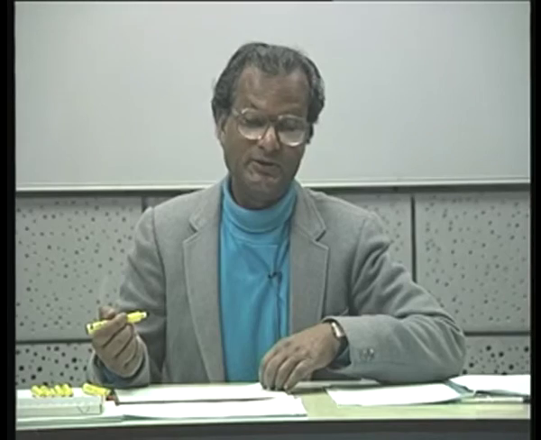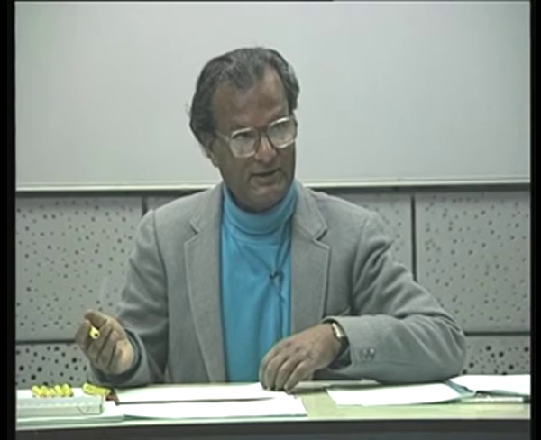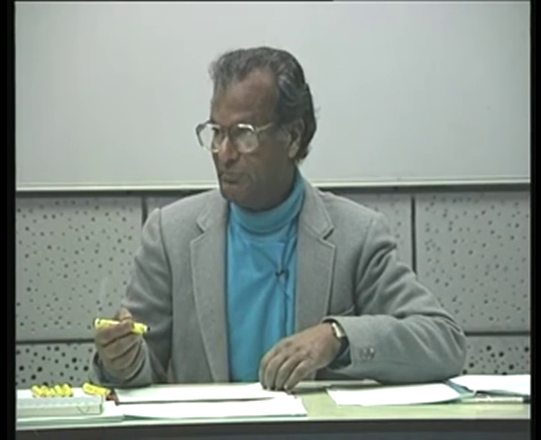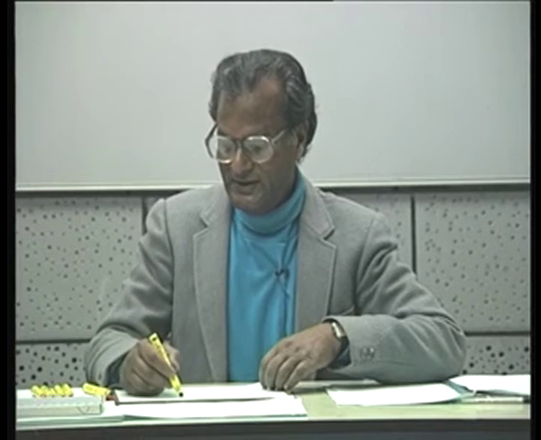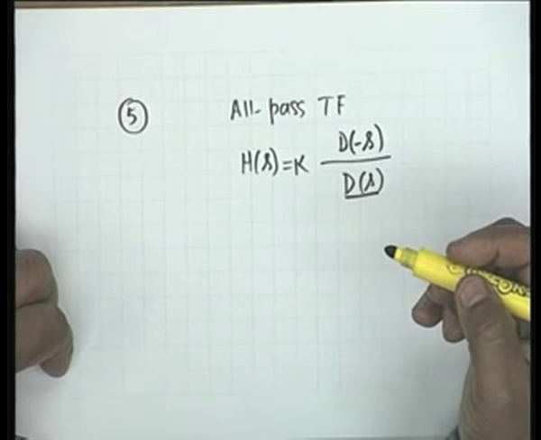But I have already talked about all pass filters. Poles and zeros are mirror images of each other. So if d of s describes the poles, then d of minus s shall describe the zeros.